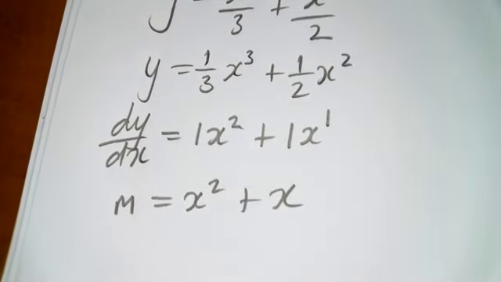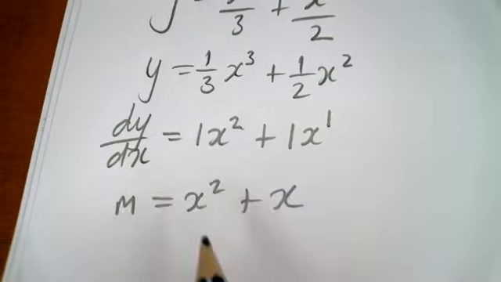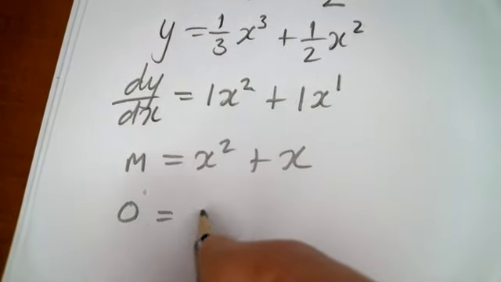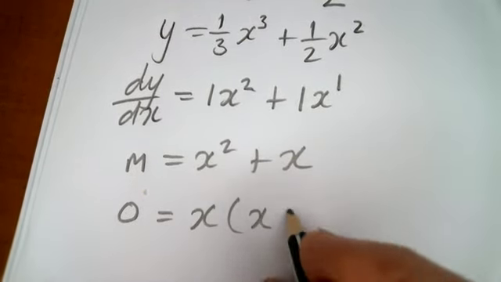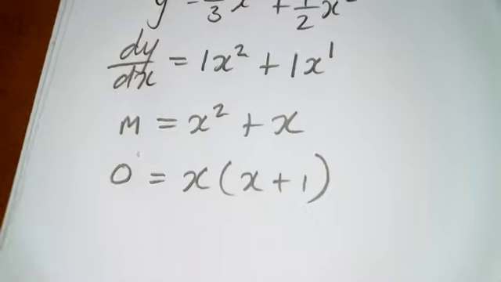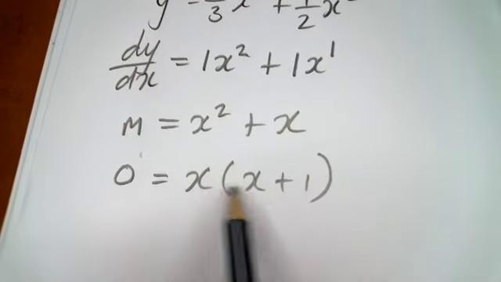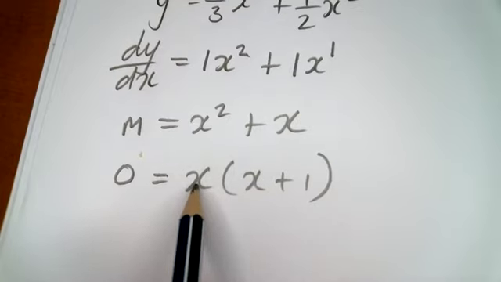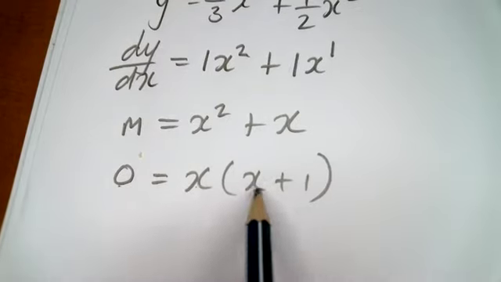Now, we need to be able to find the value of x. So in order to do that, I'm just going to factorize. Now, the moment I factorize, it becomes a very familiar type situation. I'm going to make m equal to 0 straight away. This is equal to x times x plus 1. So now we can work out what x would be. So either x is going to equal 0, or x plus 1 is 0.